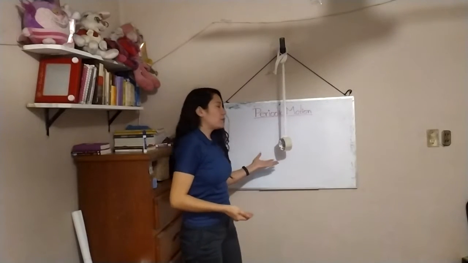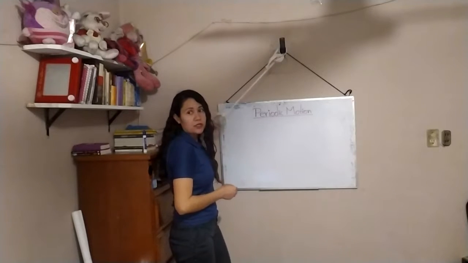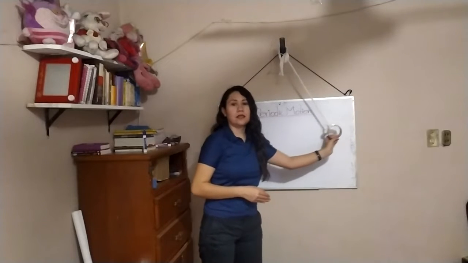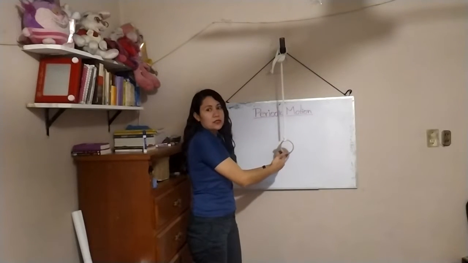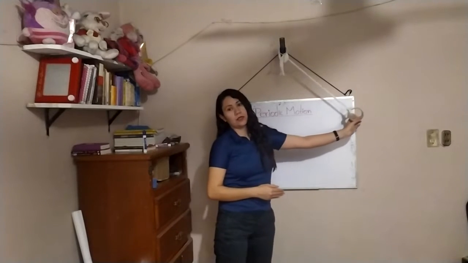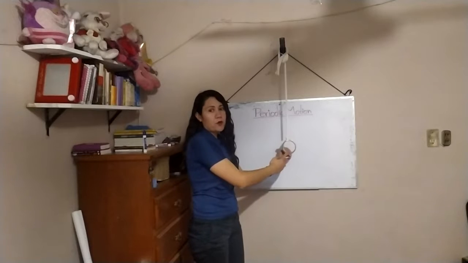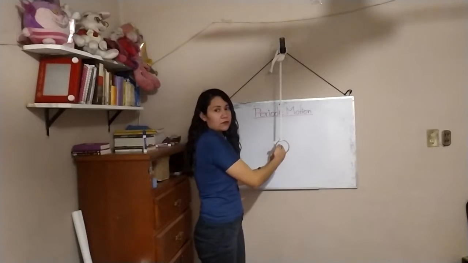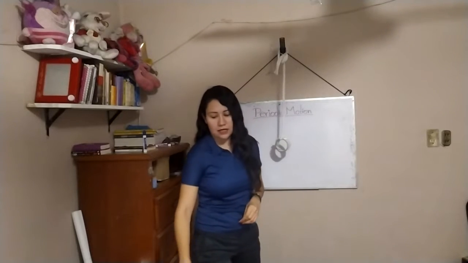Now, when we move it, it gets to a highest point, goes back, and then goes to the other side the same distance. This distance that goes from the resting point to the highest point is called amplitude, and it's the same on both sides. Amplitude here, from here to here, this distance is the amplitude.